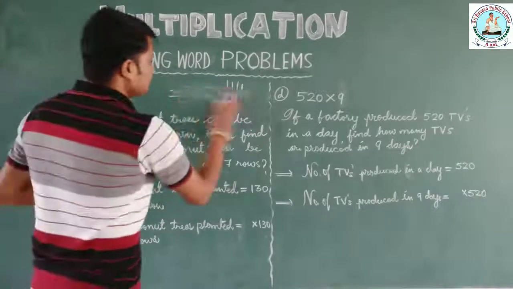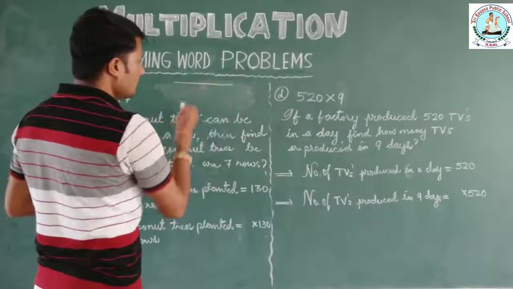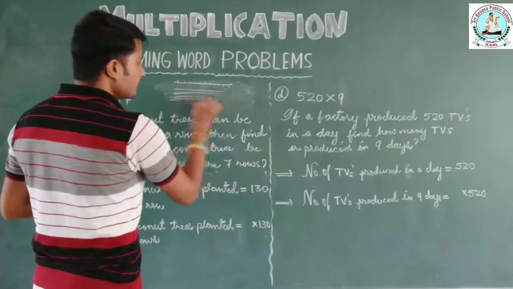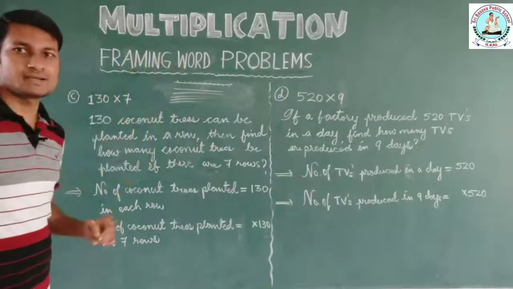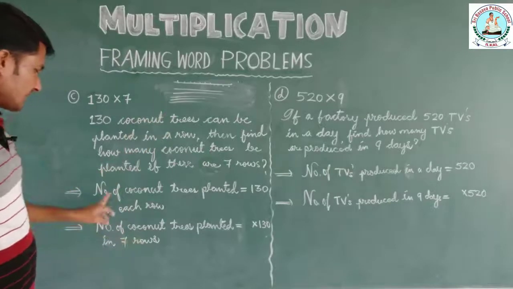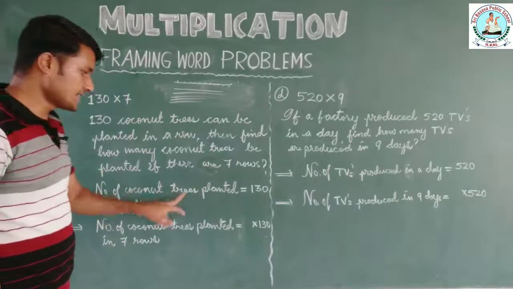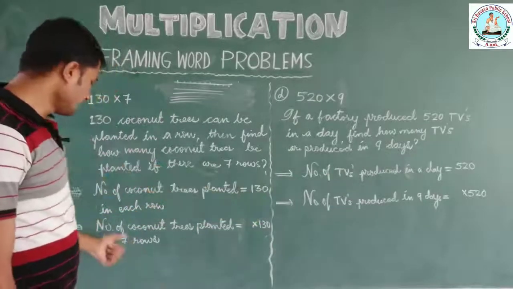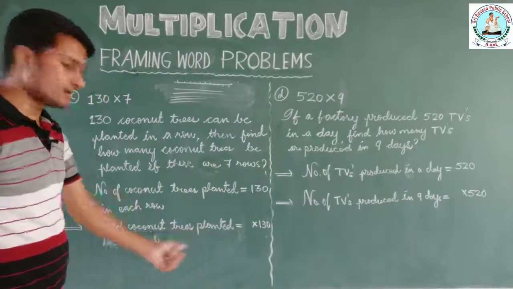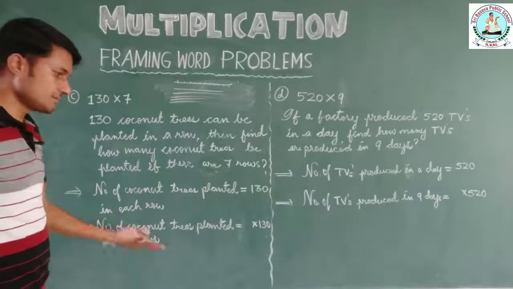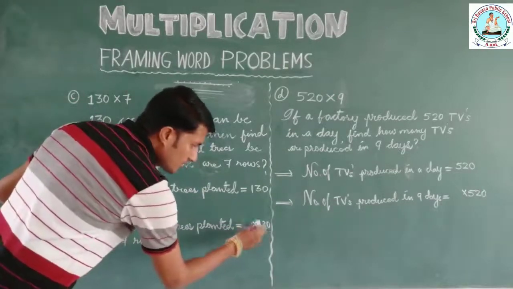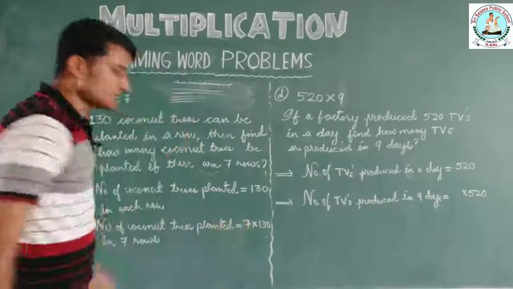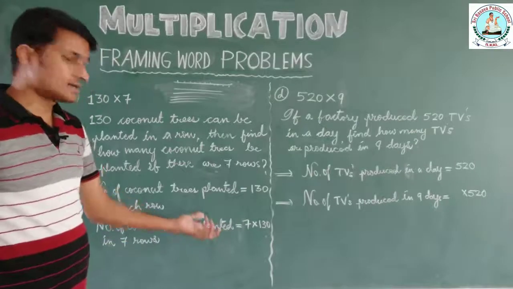See here, very simple. In one row we can plant how many coconut trees? 130 like this. But if there are 7 rows like this, then how many plants can be planted in that plantation? So that we need to find out here. So number of coconut trees planted in each row, or in one row, is how much? 130. Then number of coconut trees that can be planted in 7 rows. Simple. But if there are 7 rows, then how many coconut trees can be planted?